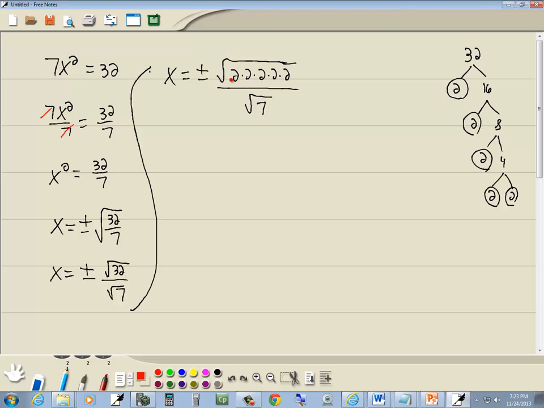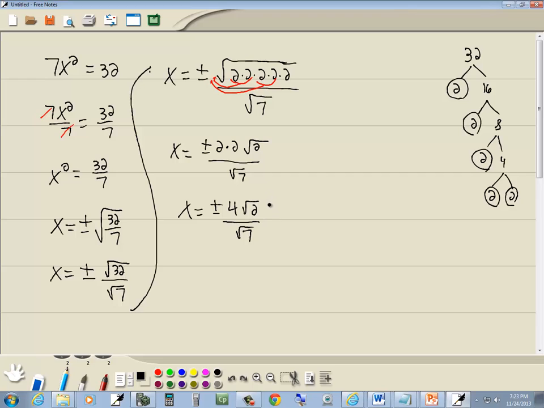Okay, remember the square root, we're looking for pairs of something. Here's a pair of 2's, they're going to come out in front as a single 2. And here's another pair of 2's, they'll also come out in front as a single 2. Now when they come out in front, they come out with multiplication between them. So we'll have plus or minus 2 times 2, square root, and we're left with 1 2 inside, over square root of 7. Which gives us plus or minus 4 square root of 2 over square root of 7.